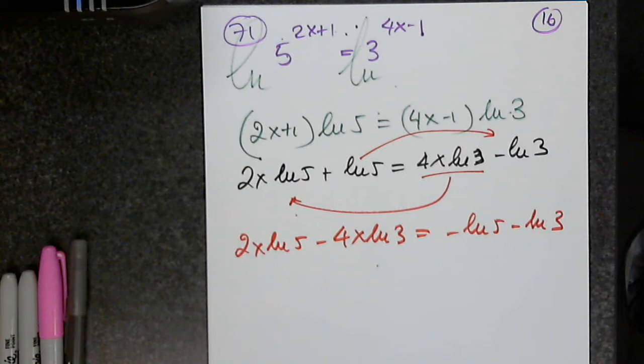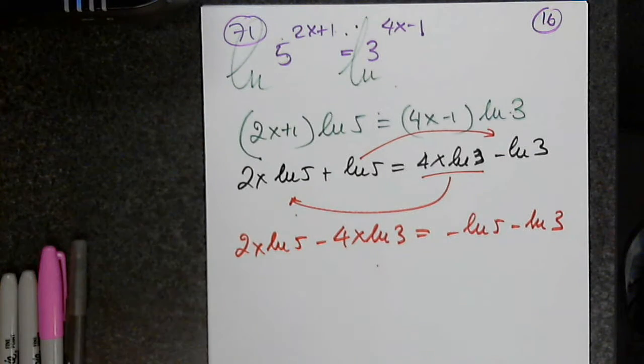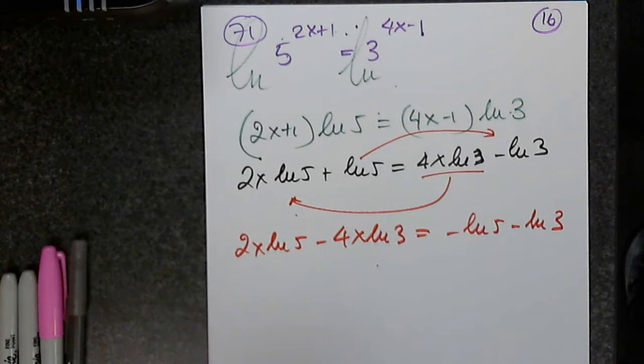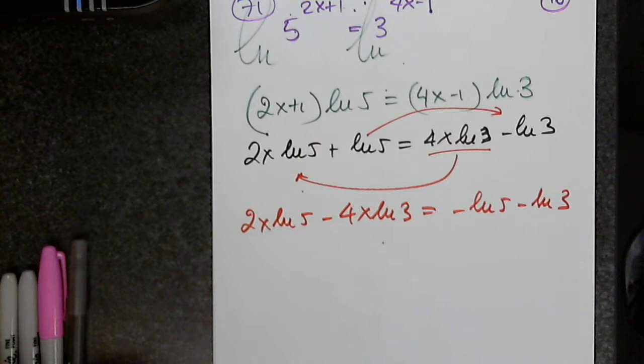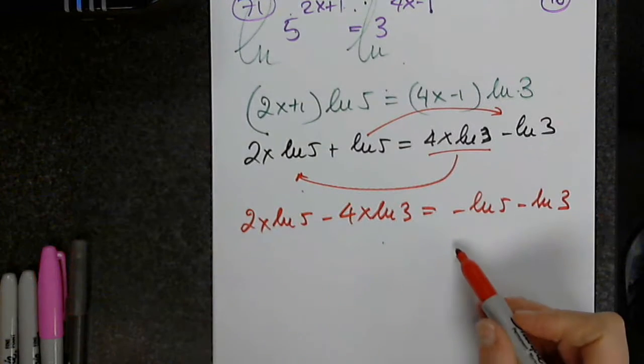Now on the left-hand side, I cannot combine. The reason I cannot combine is that they are not like terms. But there must be a way to solve for x. What is the key word? What do I have to do in order to solve for x? I cannot divide, I cannot multiply, I cannot add or subtract. What is the only thing I have to do? It's the key word in any course.